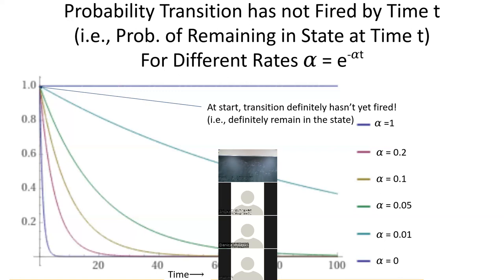Well, I mean, 0.05 is how long on average until you leave? If you have a chance per year of 5%, how long do you stay on average? 20 years, 1 over 0.05, right?